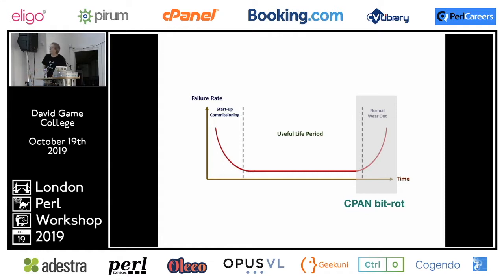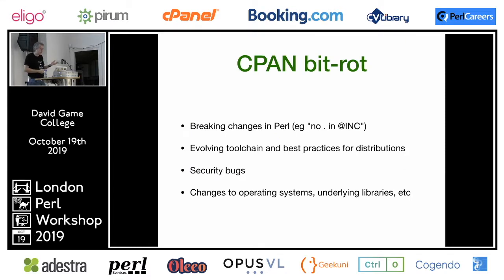The other side of the graph, the bathtub chart, is normal wear out, and I've called this CPAN bit rot. And this is some of the things that cause CPAN bit rot. The first one is breaking changes in Perl. Does everyone know what the no dot in @INC issue was that we all had a few years ago?